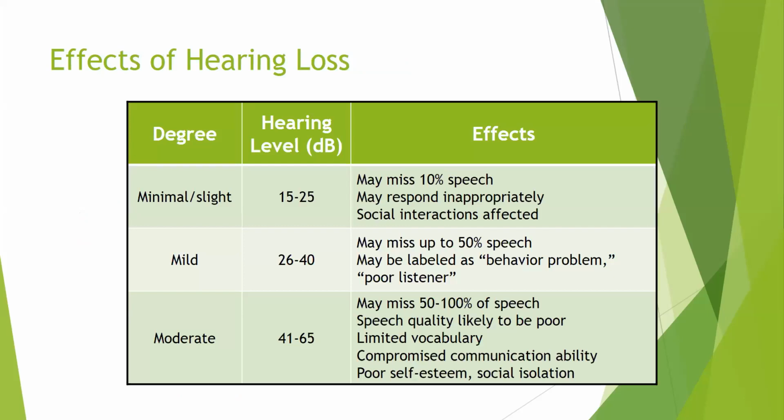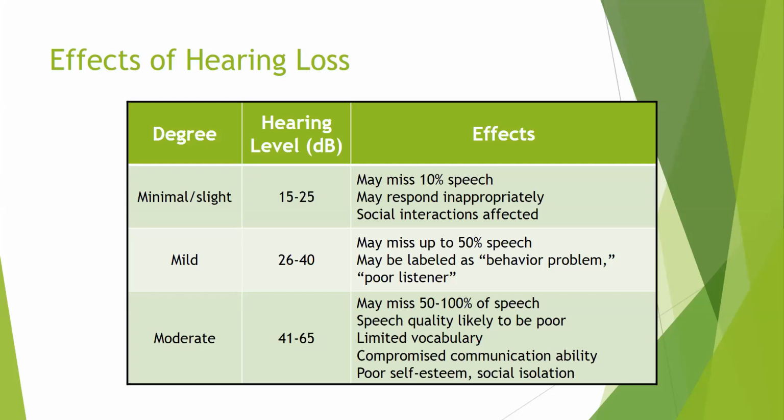So we can grade the amount of hearing loss that a child may have. They can have hearing loss from 15 to 25 decibels. This is a minimal or slight hearing decrease. They may miss about 10% of speech and may slightly respond inappropriately. This is kind of like your 50 or 60-year-old father-in-law that's shot guns for part of his life and hasn't used proper ear protection and might ask you, huh, every once in a while.